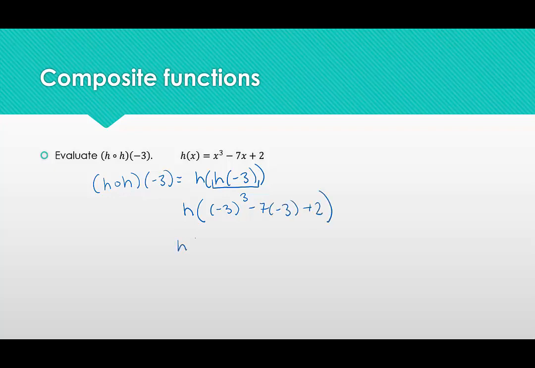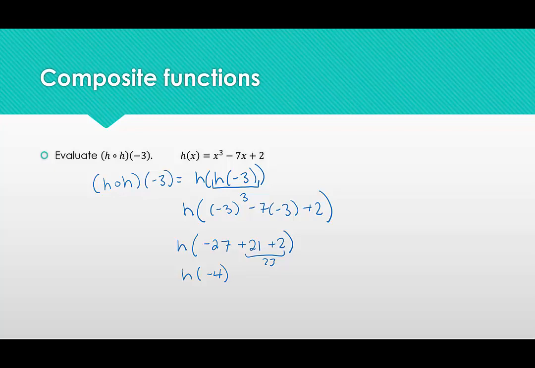Okay, so just working inside the parentheses, negative 3 cubed is negative 27. Negative 7 times negative 3 is positive 21 plus 2. So now we have h of, this would be 23. Negative 27 plus 23 is negative 4. Okay, so now what are we looking at? We're looking at h of negative 4.